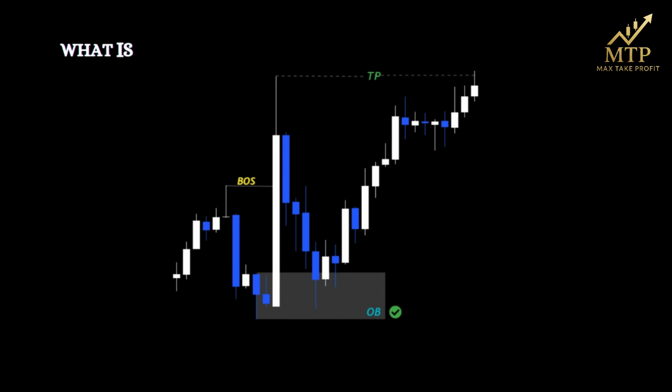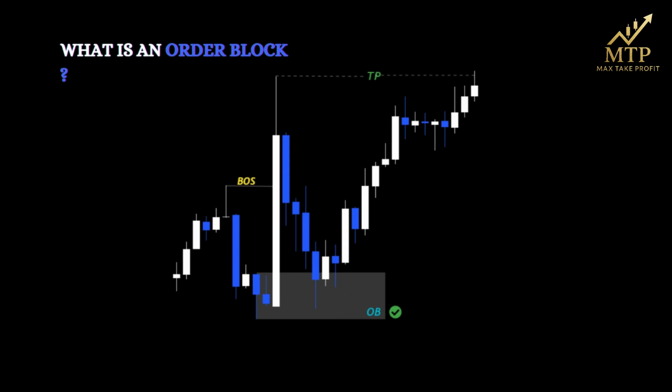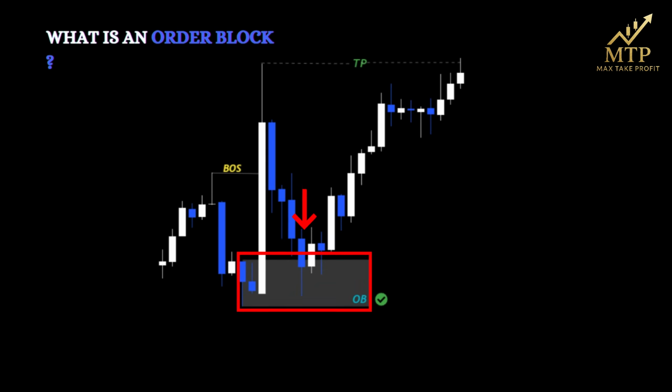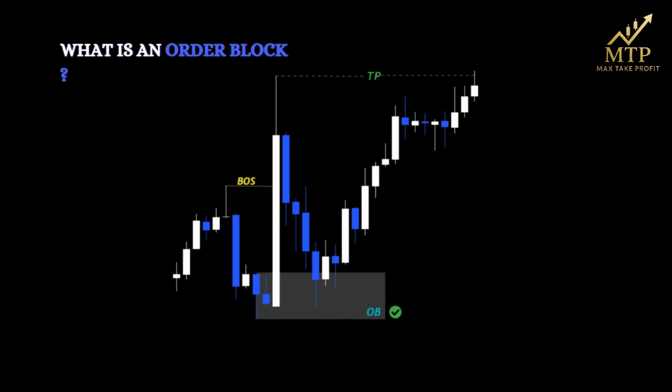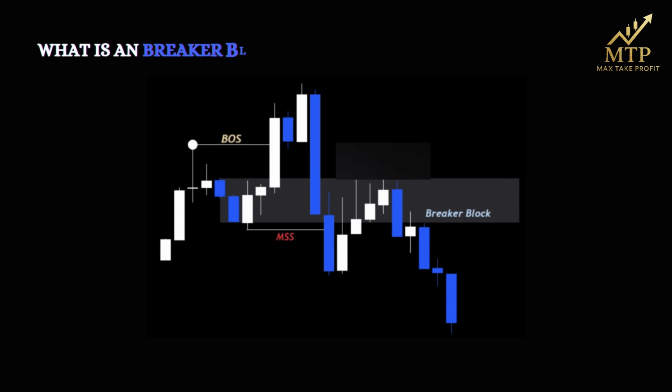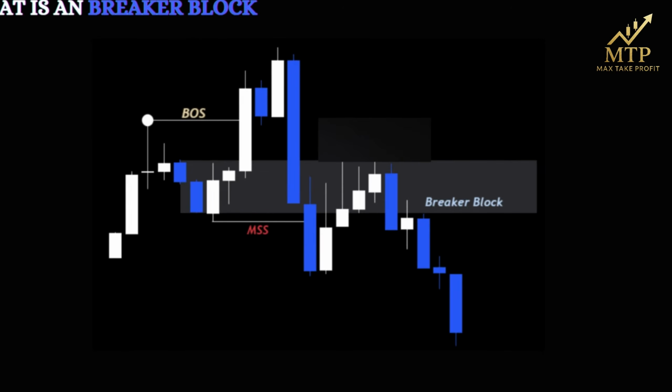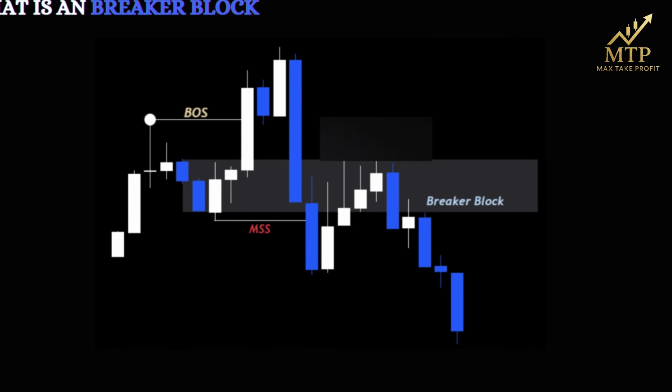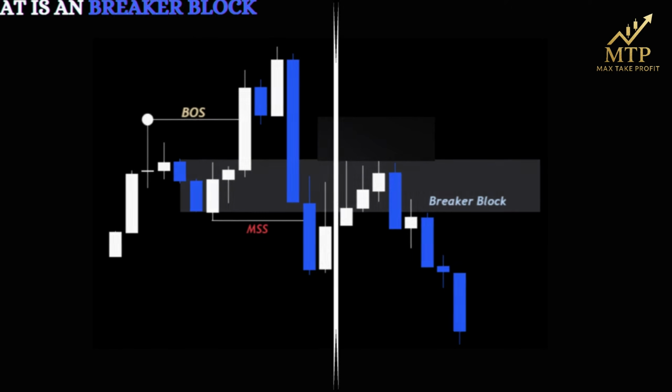Before we talk about breaker blocks, let's take 10 seconds to review what an order block is, because the two are connected. An order block is simply a market zone created when banks and big institutions place massive orders. Now that you understand what an order block is, let's see what happens when this zone gets broken, because that's exactly how a breaker block is formed. A breaker block is simply a former order block that price has broken through and then retested. In other words, the zone has changed its role. What used to be support becomes resistance, or the other way around.